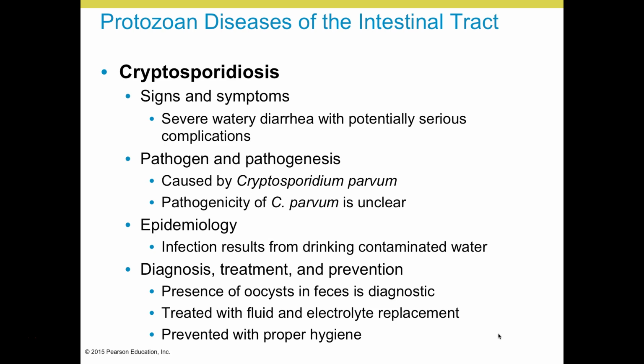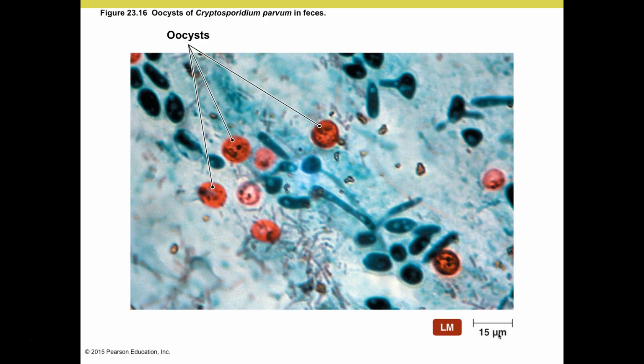Another protozoan disease is cryptosporidiosis. Okay, diarrhea again. It is caused by Cryptosporidium parvum, and it is unclear what actual pathogenicity it has. It results again from contaminated drinking water. How do you diagnose? You could actually find oocysts in the feces of the patient, and you can treat it with fluid and electrolyte replacement. Again, prevented with hygiene. And these are the oocysts that you can see even under your light microscope.